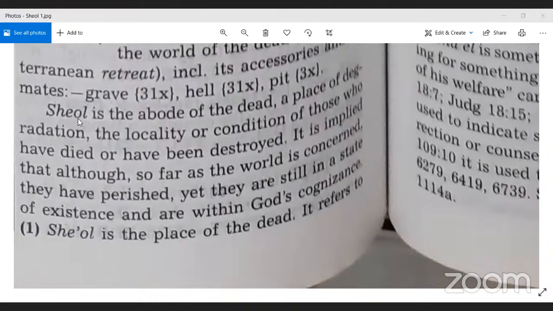Louis, you want to read or shall I read? I'll read. Okay, so where are we? Right where the cursor is? Sheol. Sheol is the abode of the dead, a place of degradation, the locality or condition of those who have died or have been destroyed. It is implied that although, so far as the world is concerned, they have perished, yet they are still in a state of existence and are within the Most High's cognizance.